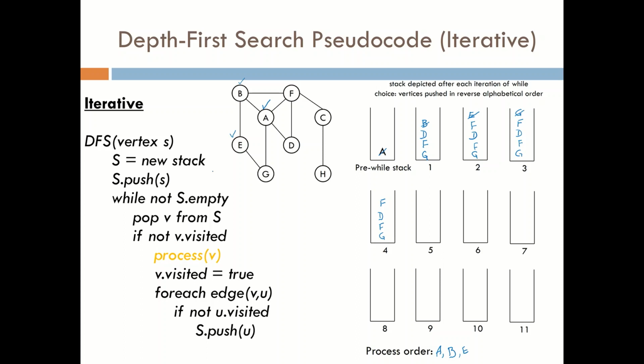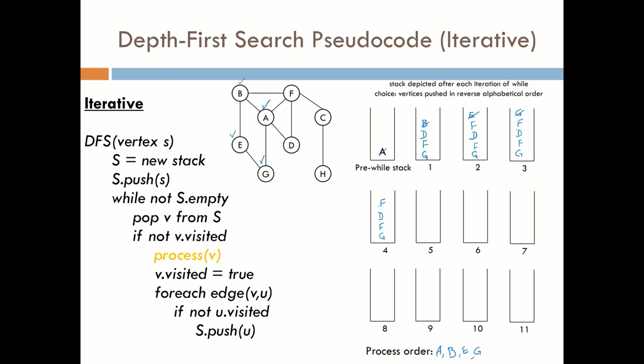G has not been visited. It's not marked here with a check mark, so we process G. So here's G, and we mark G now as visited. And then everything that is connected to G but not marked as visited, we push onto the stack. At this point, there is nothing new to push onto the stack. Okay, and so we're ready to go to the next step.